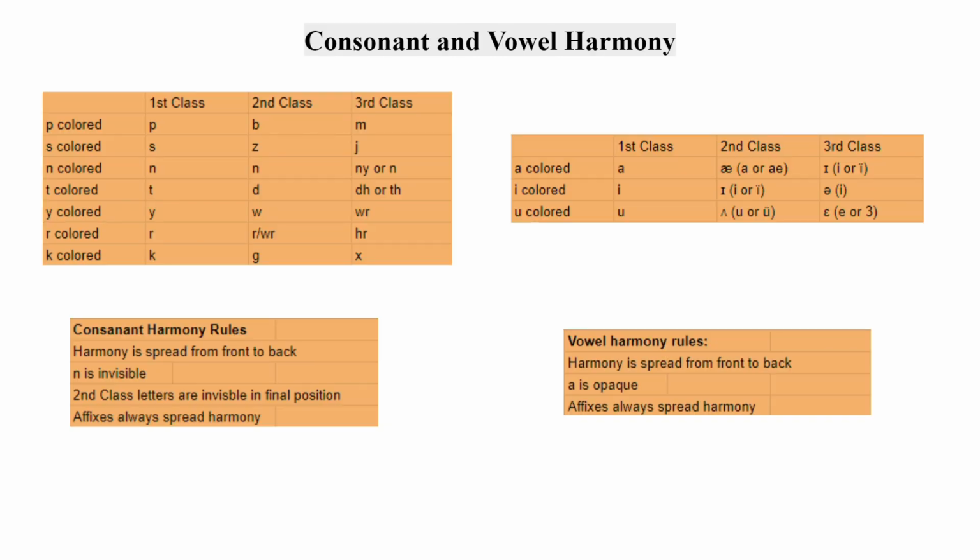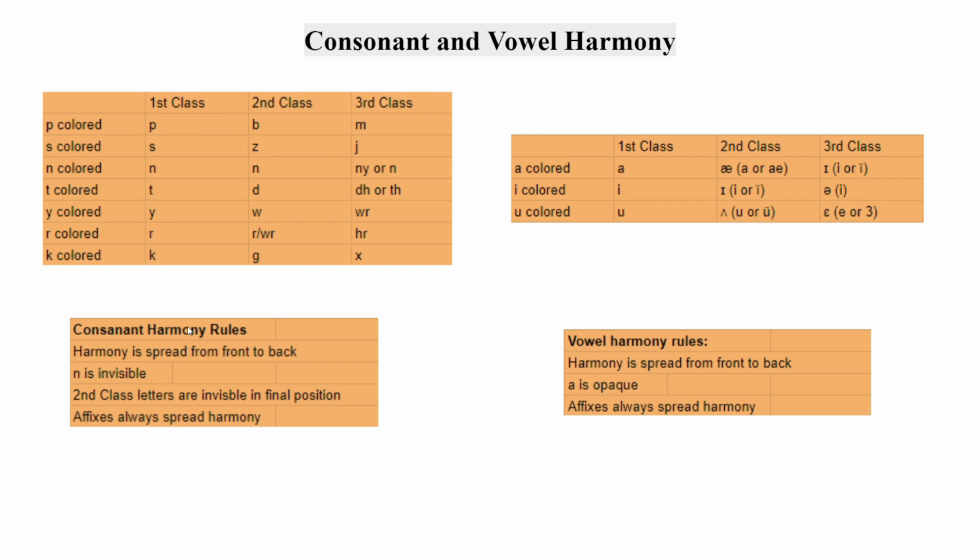Moving on to consonant and vowel harmony. In Arjan, there is a consonant and vowel harmony. So what this means is that for vowels and consonants, only letters that are in the same class can appear in the same word. So, for example, ba could not occur with za because ba is in the first class and za is in the second class.